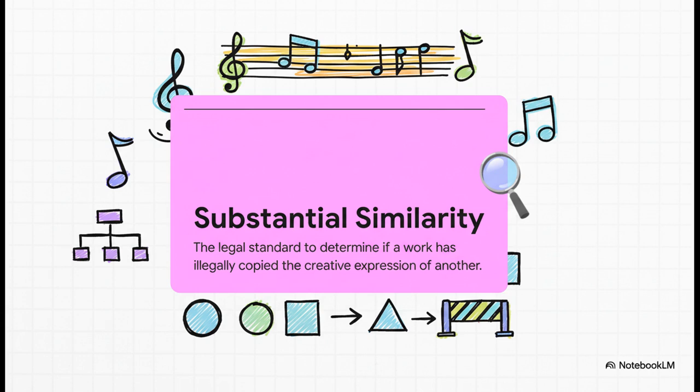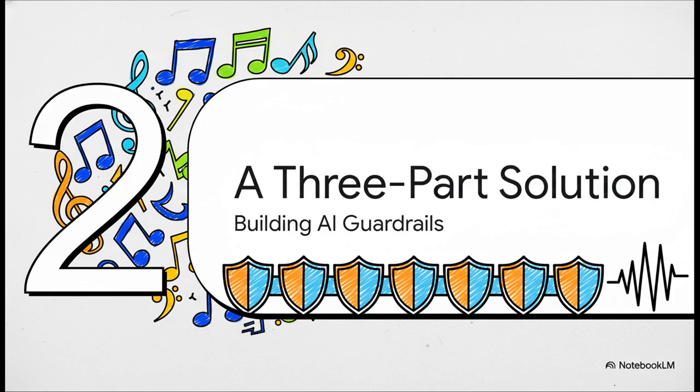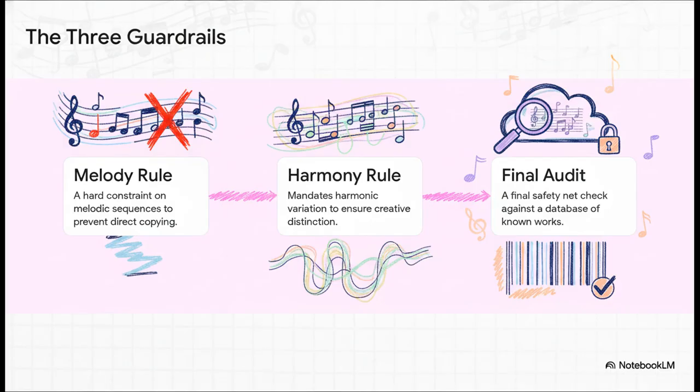So the whole goal here is to take this fuzzy, subjective legal idea and translate it into objective black and white code. So how in the world do you do that? Well, the answer is to build a system of what they're calling creative guardrails. Think of them like bumpers on a bowling lane. They're technical rules that are hard-coded into the AI to steer it away from copying and nudge it toward creating something truly new. And this system is basically built on three pillars. You've got a super strict rule for the melody, a requirement for unique harmonies, and then a final check, an audit, to catch anything that might have slipped through. It's a full-stack approach, making sure originality is baked in from start to finish.